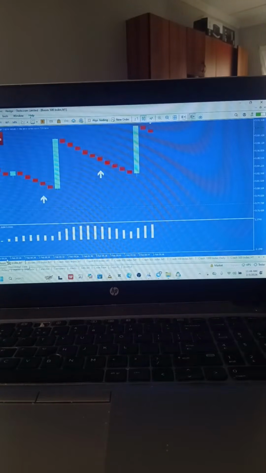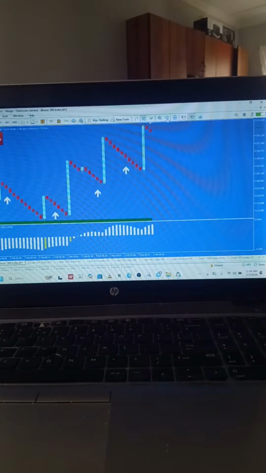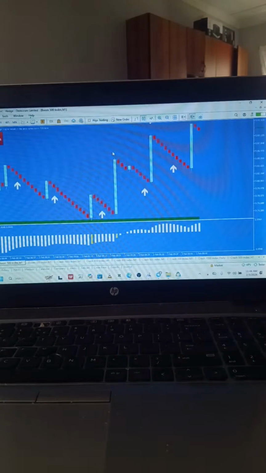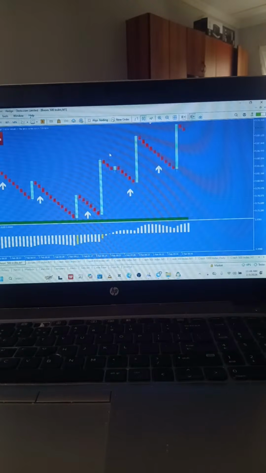Boom 300 is playing games. But you know, those two markets, you can't hold them for a very long time. They will blow your account. Just to spike, what's happening?